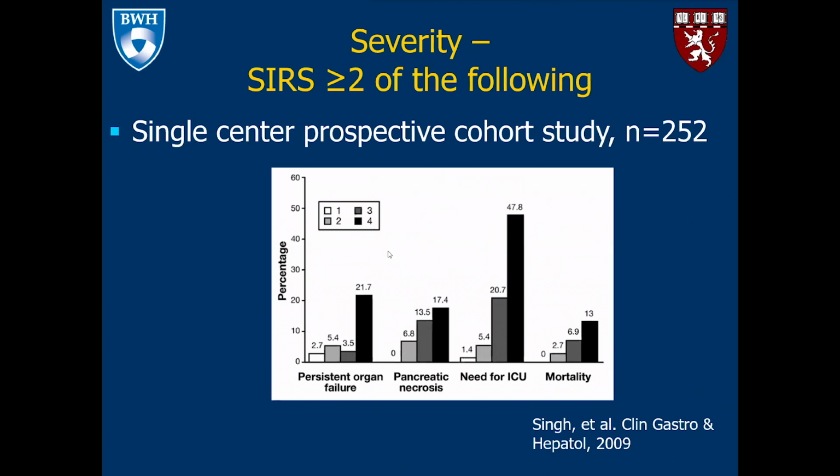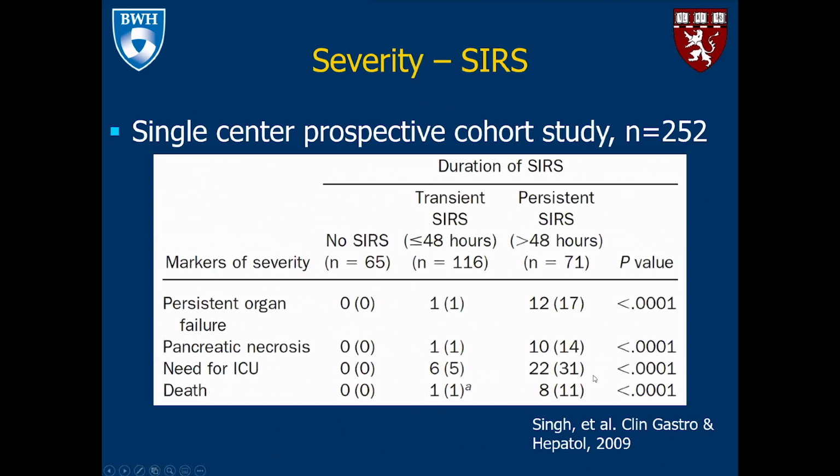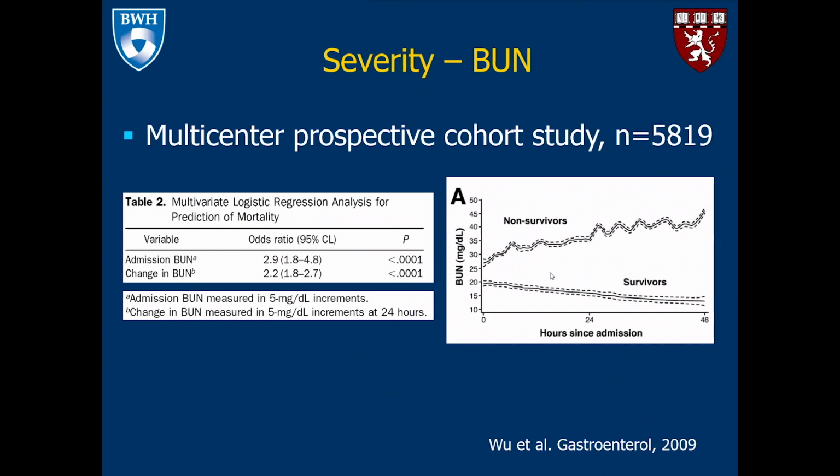So this is a single prospective cohort study that looked at SIRS and the association with bad outcomes. And you can see that in black, the more SIRS criteria, the greater persistent organ failure, necrosis, need for ICU, and mortality. And furthermore, if you look at the duration of SIRS, transient organ failure was associated with very few markers of severity, whereas persistent organ failure was associated with the worst outcomes. So really persistent organ failure greater than 48 hours is the bad prognostic factor.